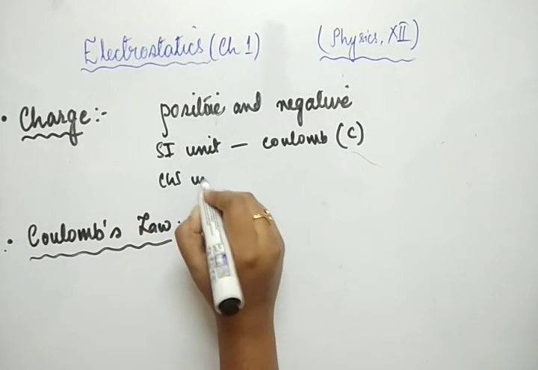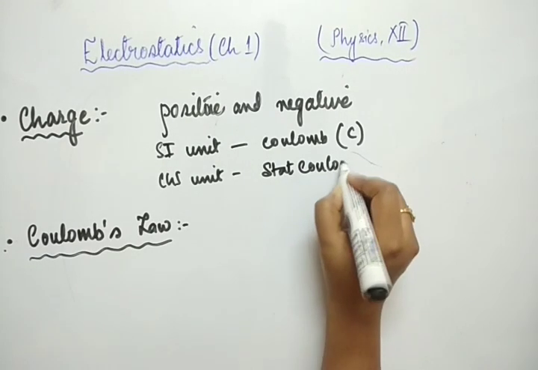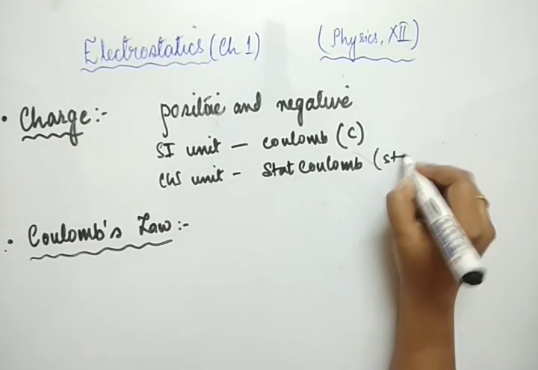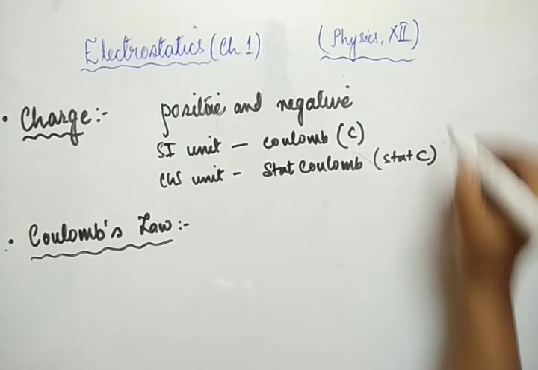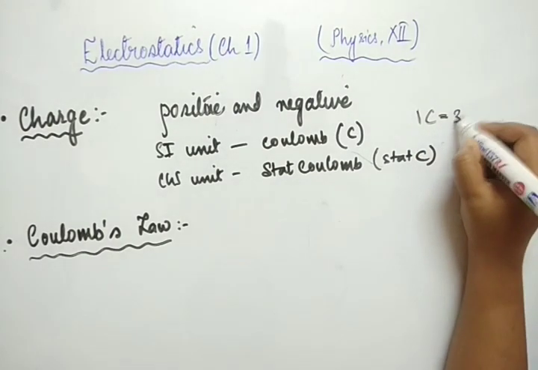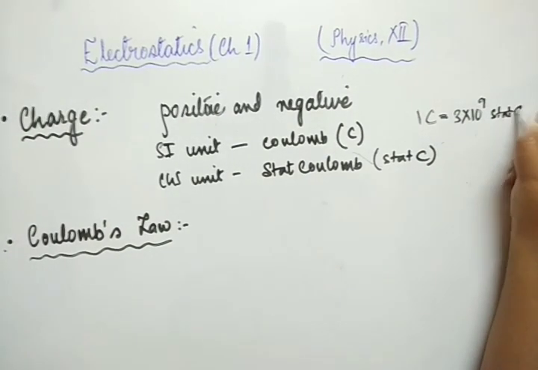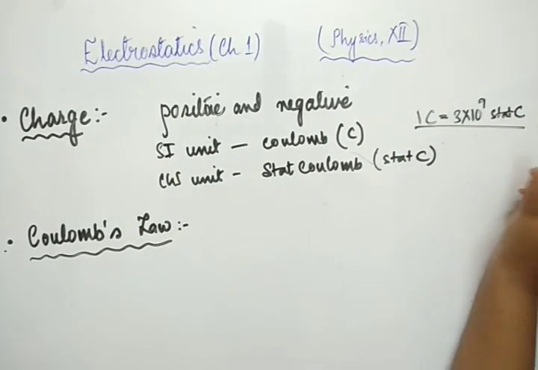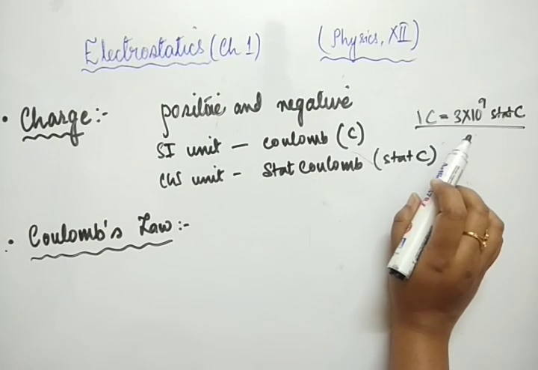And what is the CGS unit of charge? It is stat coulomb. It is denoted by statC. So these two are the units of charge. Now, what is the relation between Coulomb and stat coulomb? So 1 C equals 3 into 10 to the power 9 statC. Okay, so you remember this: 1 coulomb equals 3 into 10 to the power 9 stat coulomb.